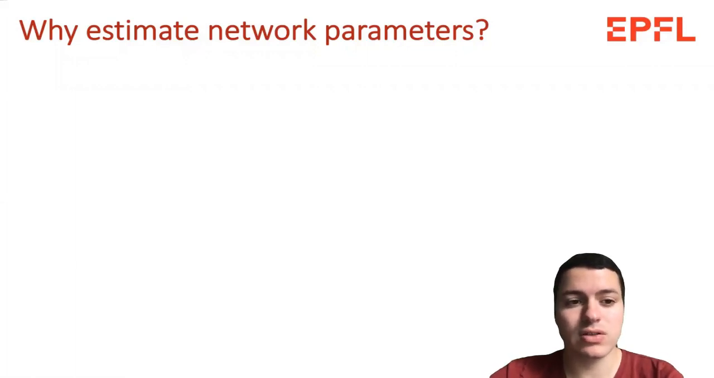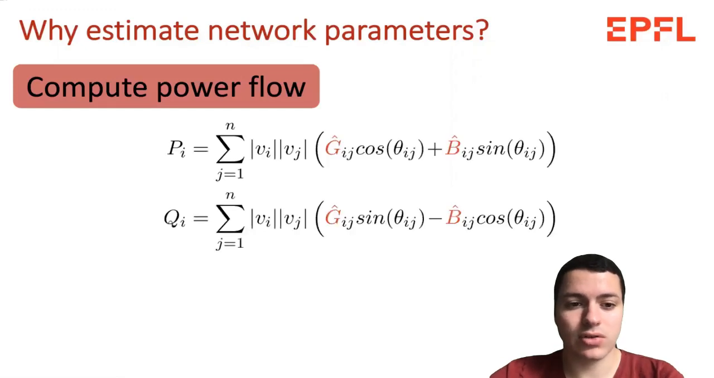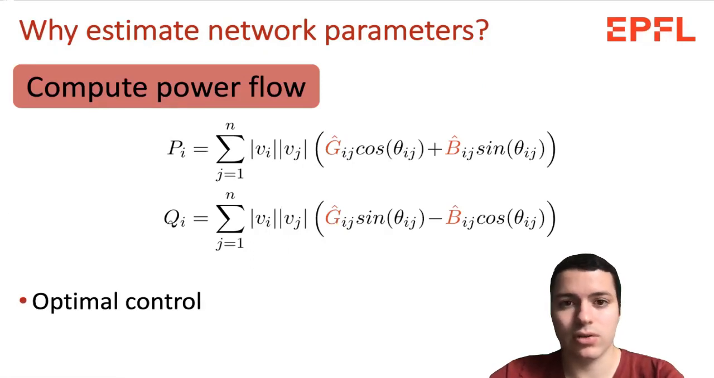The main motivation is to compute power flows. If you look at the power flow equations shown on the screen, they link the power injected at a node to the voltage at this node and each of its neighbors. But in order to compute that, you need Gij and Bij, which are the conductance of a line from i to j and the susceptance of that same line. These power flow equations are mainly used for optimal control, if you want to minimize the power losses or the curtailing of renewables, and state estimation.